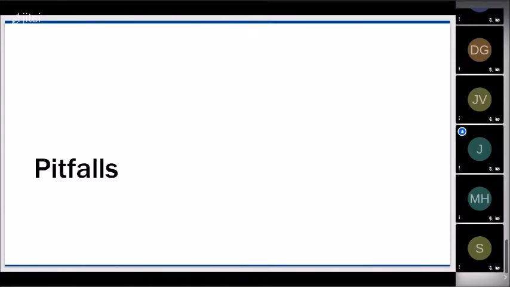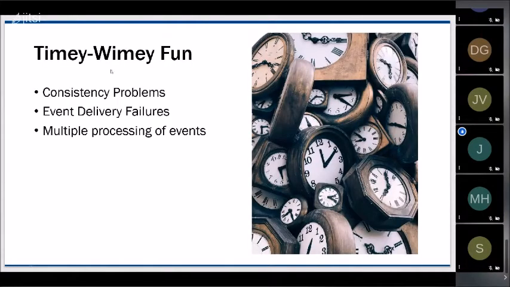Everything in software architecture is a trade-off, and event-driven design is no different. So here's a few things that you can run into. The first are a couple of problems I categorize under timey-wimey fun. One of the problems with event-driven architecture is that it's asynchronous. So instead of having a nice linear process that's really easy to understand, things can happen in a somewhat disjointed manner that makes things a little bit more difficult.